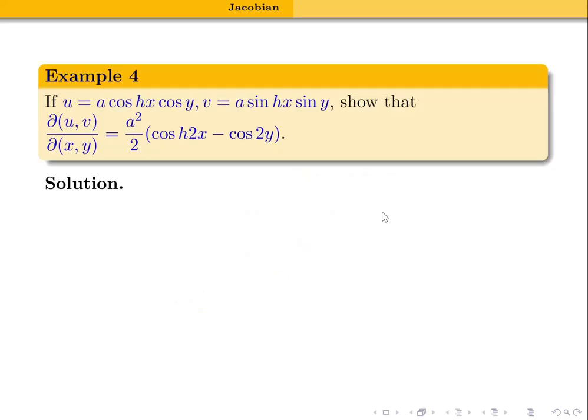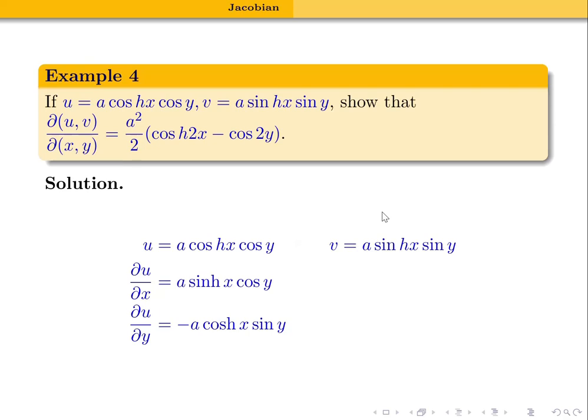If u is equal to a cos hx cos y, v is equal to a sin hx sin y, show that dou of u comma v divided by dou of x comma y is equal to a square by 2, cos h 2x minus cos 2y. So u and v are given, and we differentiate the function u with respect to x and y, similarly v with respect to x and y.